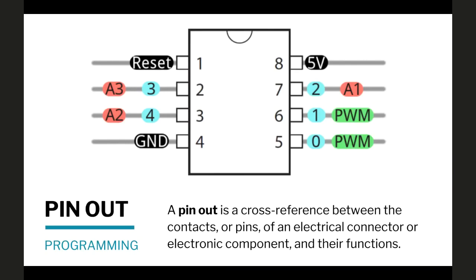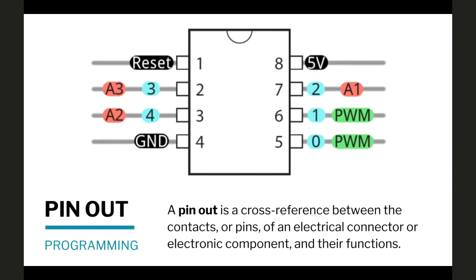One thing, for those of you who haven't done a lot of work with electronics and microcontrollers: every microcontroller has what's called a pinout. A pinout is basically a diagram that shows you what each of the pins does. It maps the actual physical pin, or the electrical connector, and tells you what its function is. So here you can see the pinout of the ATtiny.